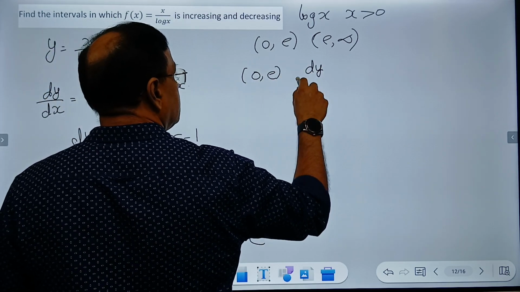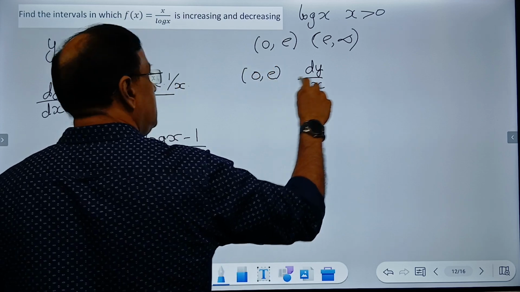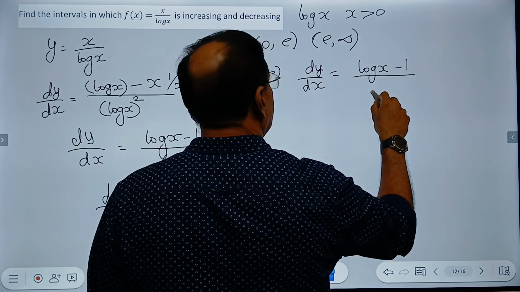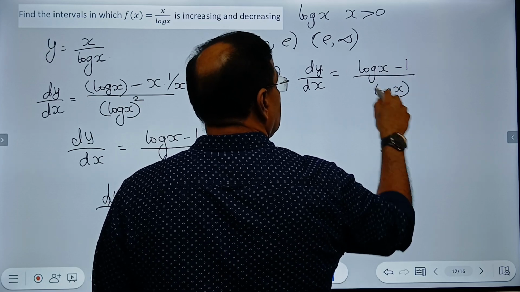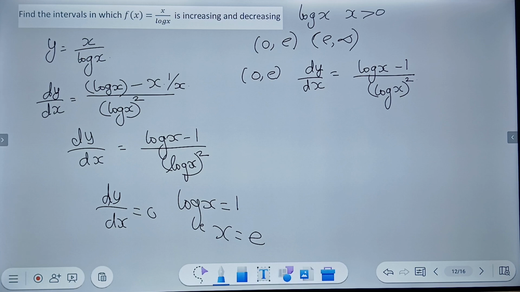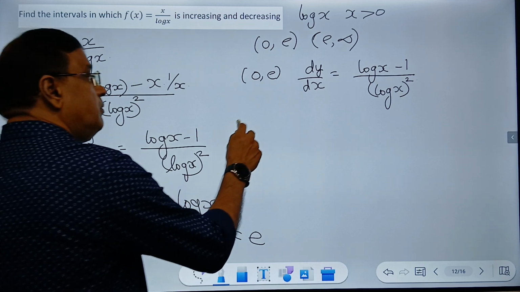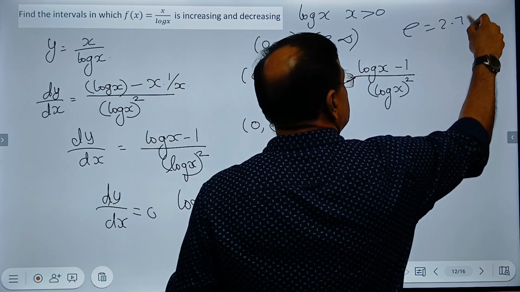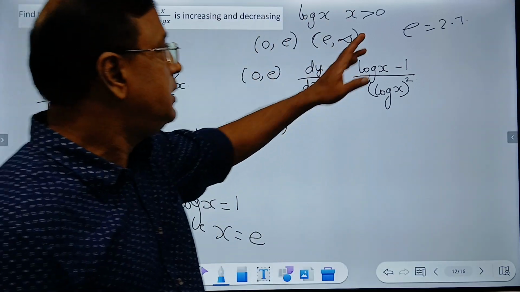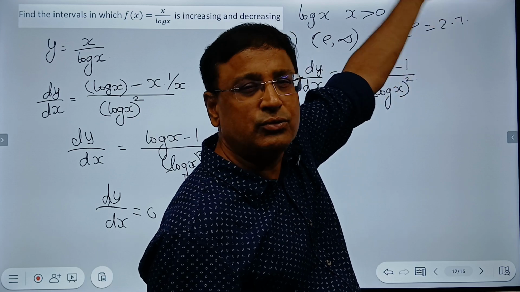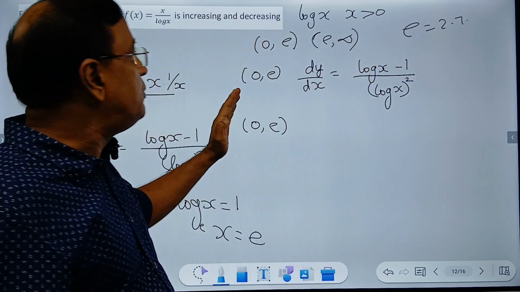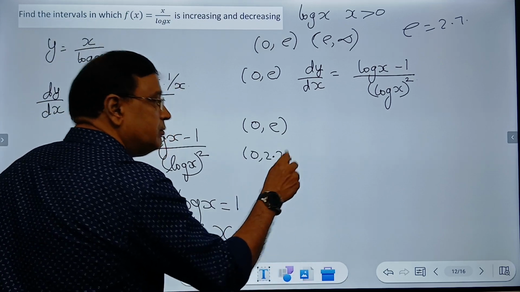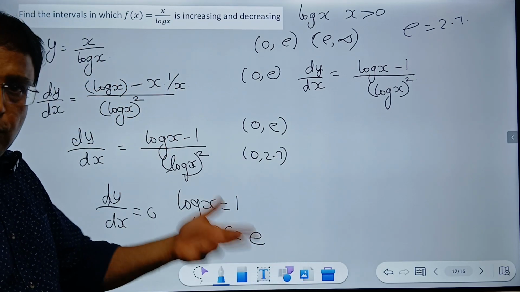dy by dx will be log x minus 1 divided by log of x the whole square. Okay. Now, 0 to e. Remember, e is 2.7 something, and so on. E is a number like 2.732, something like that. So, I have to choose a number between 0 and 2.7. So, obviously, the choice is easy. You have to choose one.